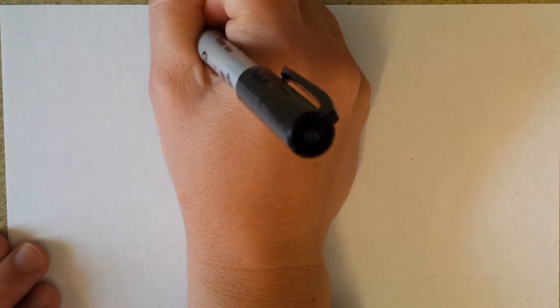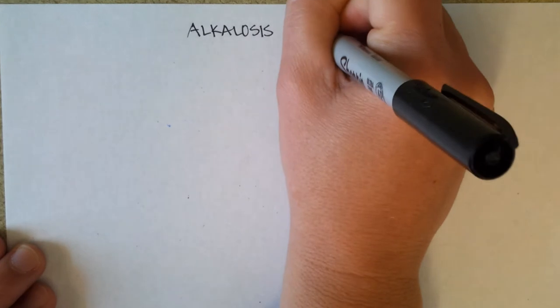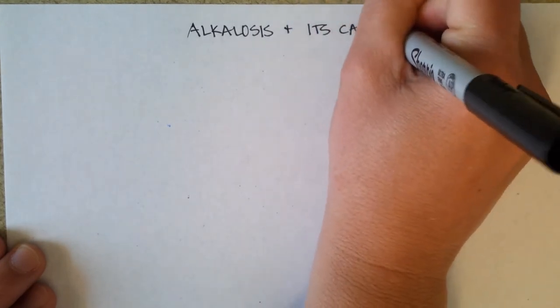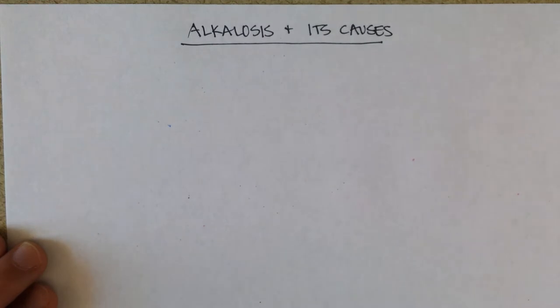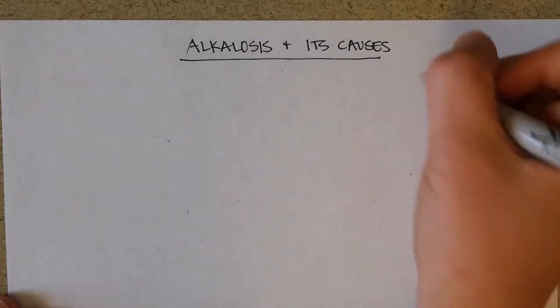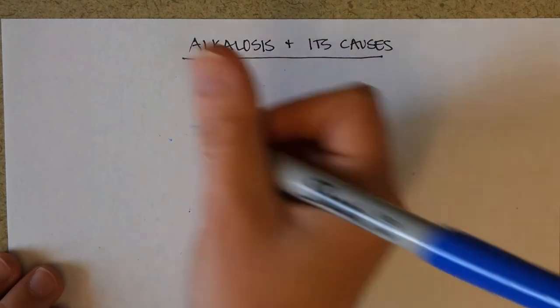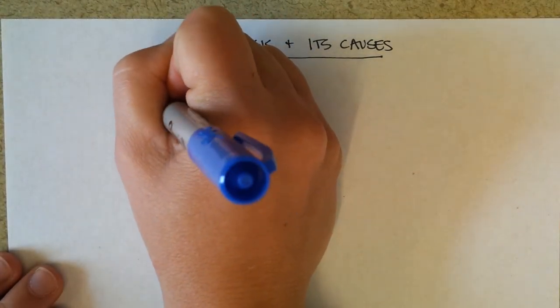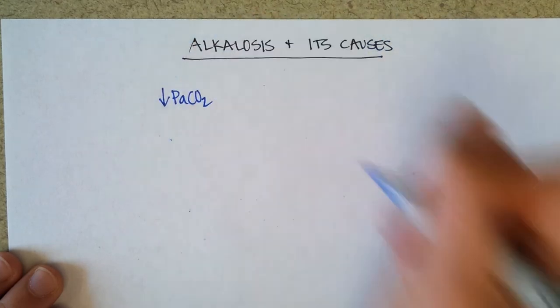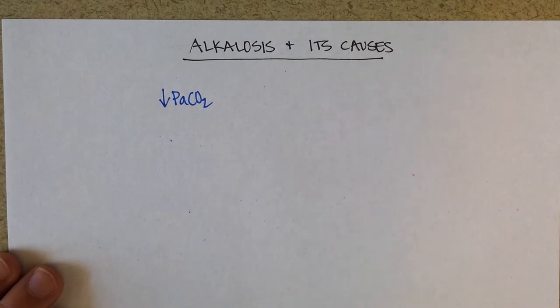So the next heading would be alkalosis and its causes. And I'm just going to note two here. So first of all, I'll use a blue pen, I guess. I'm going to start over here. If the partial pressure of carbon dioxide goes down in the blood, what might be a cause of that, to actually not have enough carbon dioxide?